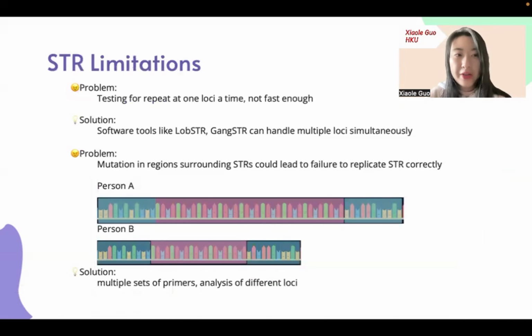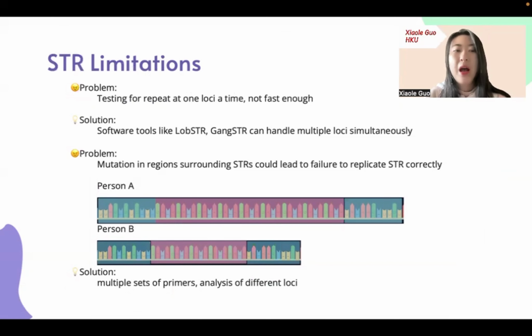Although very powerful, STR also has its own limitations. For example, the traditional method only supports testing for repeats at one location, which is not fast, but scientists have been developing various software tools to handle multiple loci simultaneously, which boosts the efficiency.